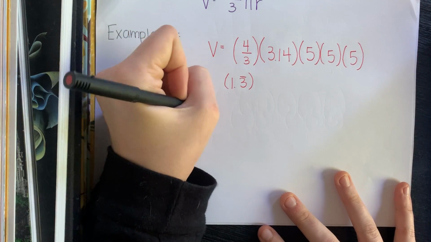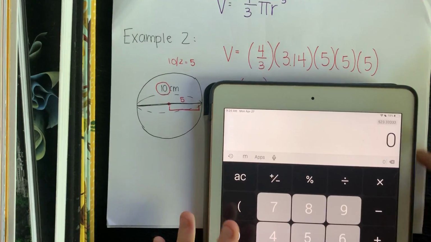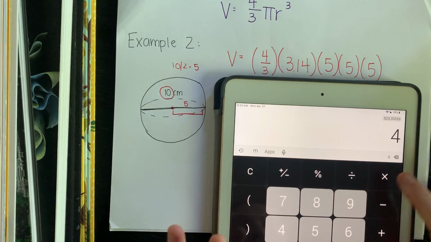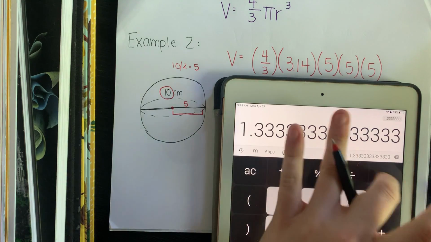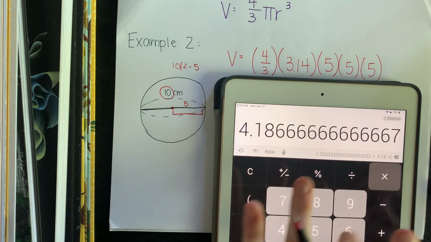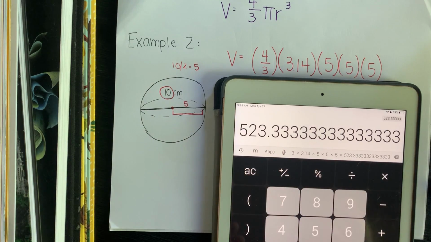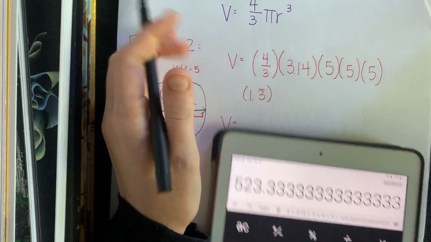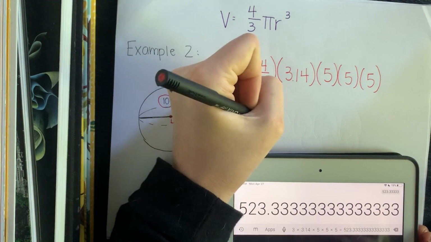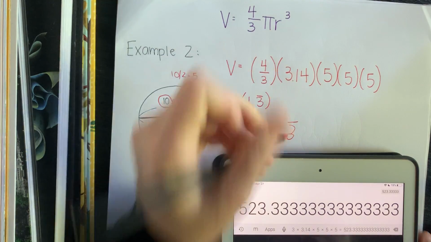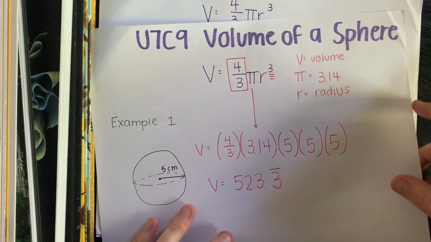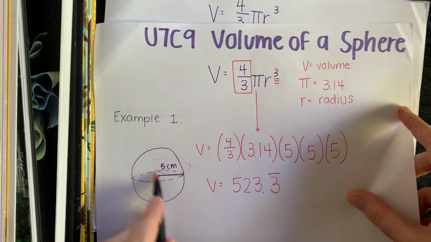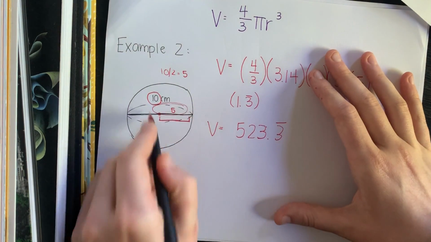So I'm gonna put this in a calculator. Okay, so I got 4 divided by 3 equals 1.3333. And like, you don't have to do this every time. You can also just type in 1.3. Your answer just might be a little bit different than mine. Times 3.14 times 5 times 5 times 5 equals, okay, 523.3. Okay, there's your answer. And you probably notice that's the same thing as example 1. And that's because our radius were the same.